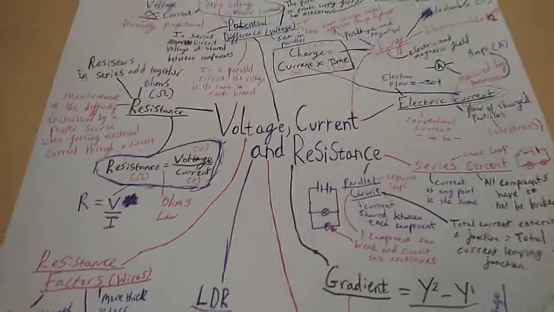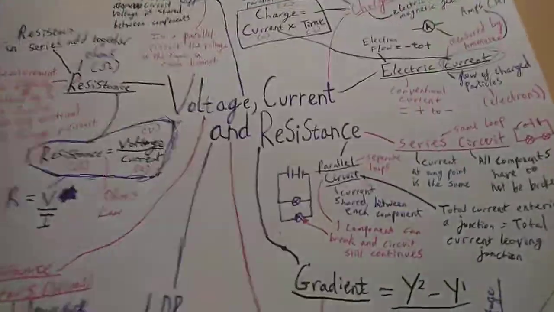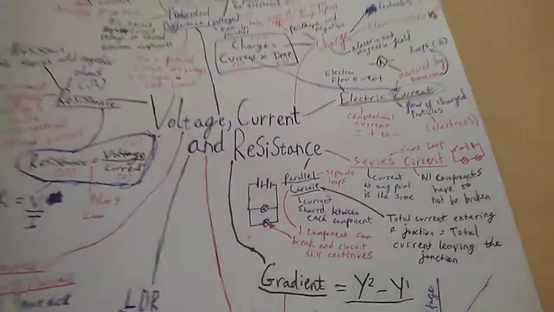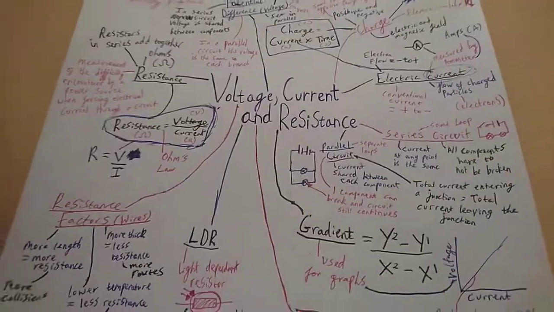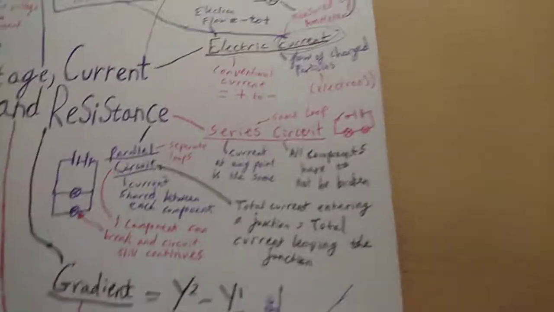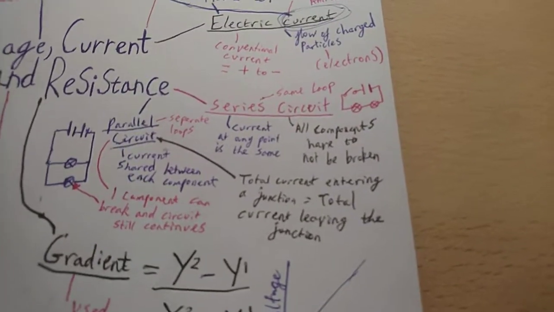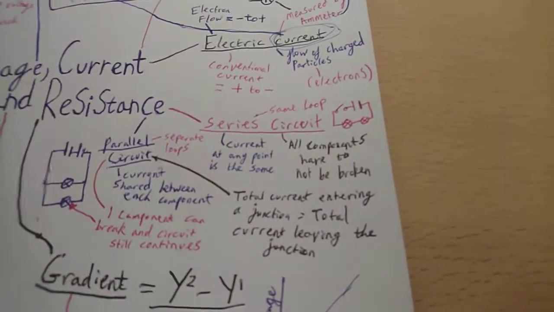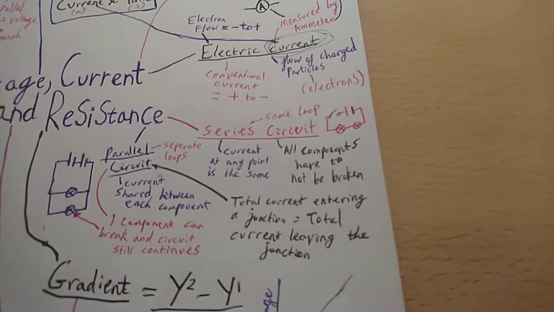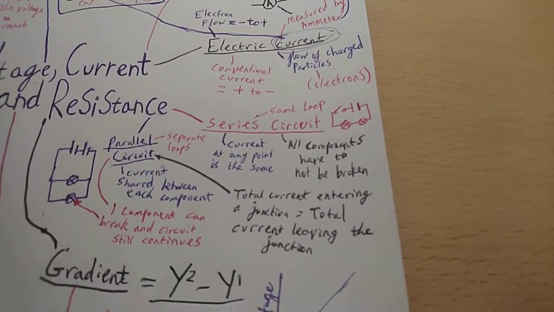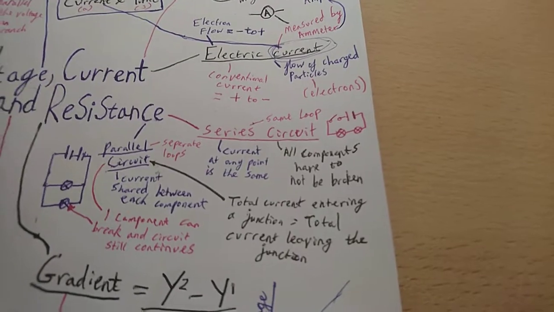So voltage, current and resistance. Metals can conduct electricity. I will also be conducting electricity during this video to show you how it works. So, two types of circuit: the series circuit and the parallel circuit. In the series circuit, all the components are placed in the same loop. The current at any point in it is the same, and all components have to not be broken.